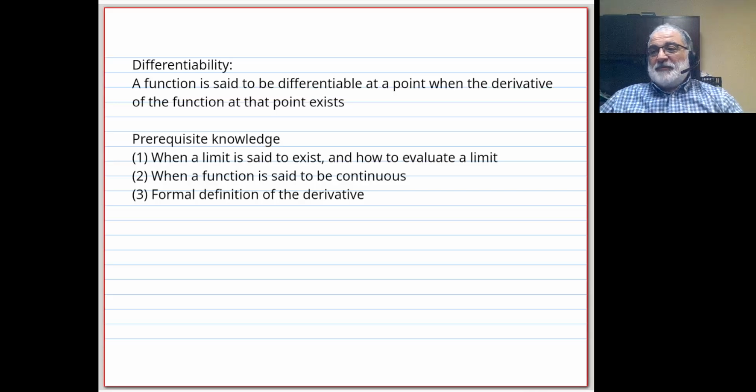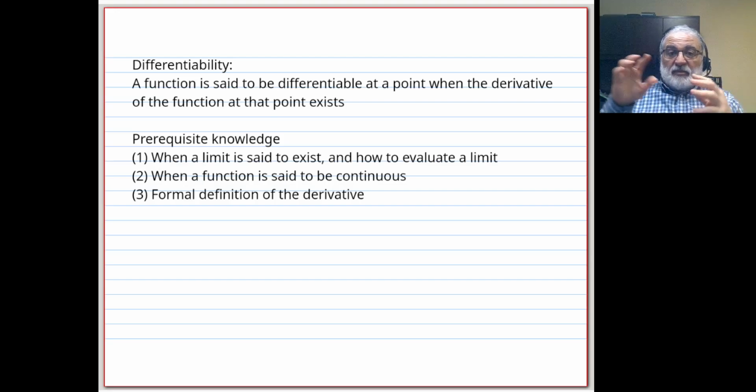Hello everyone. Today we are going to discuss the topic of differentiability. And what is differentiability really? We say that a function is differentiable at a given point when the derivative of the function at that point exists. So does that mean that the derivative doesn't always exist? Yes, of course. That's exactly what it means. We do not always have a derivative for the function at every given point.